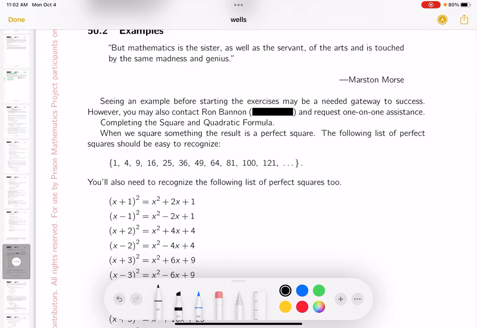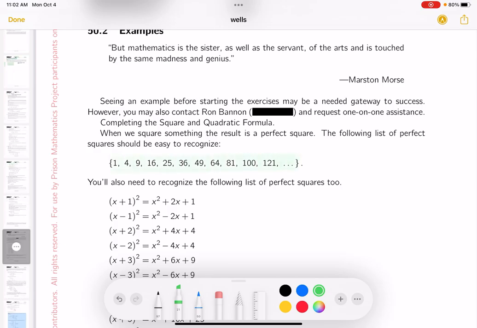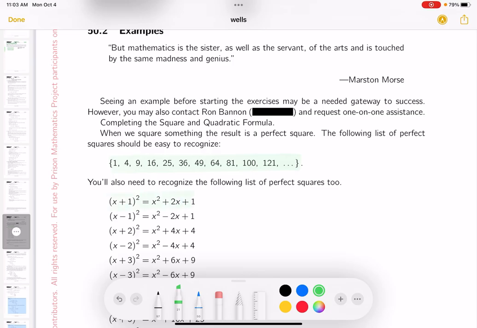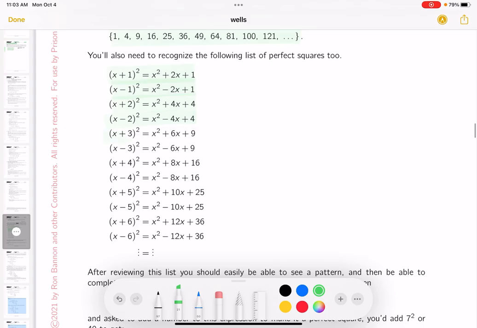All right? So the first thing I noticed over here, I'll point this out to you: they start talking about perfect squares. Right, they're numerical squares. The next thing they start talking about is the squares of these simple binomials, like x plus 1, x minus 1. There's a definite pattern to these, and you should study that pattern. I'm going to point it out to you.